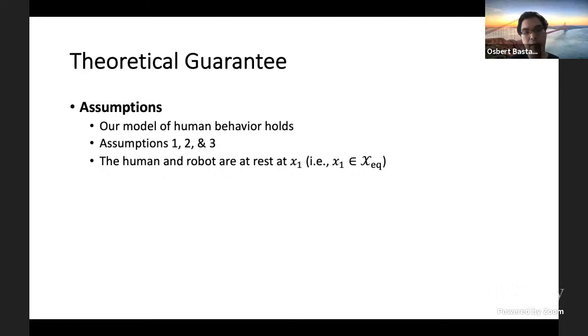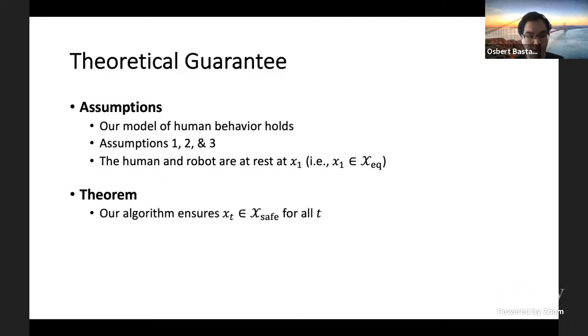First, we're going to make a number of assumptions, which I've already alluded to earlier. We assume that the human follows this model of their behavior. We also make the assumptions 1, 2, and 3 I described on a previous slide. And finally, similarly to the shielding approach, we have to assume that we start from a recoverable state. So we just assume that the human and robot are at rest at the initial state x1, so we're in an equilibrium state. Then our theorem just says that the system remains safe for the entire time horizon.